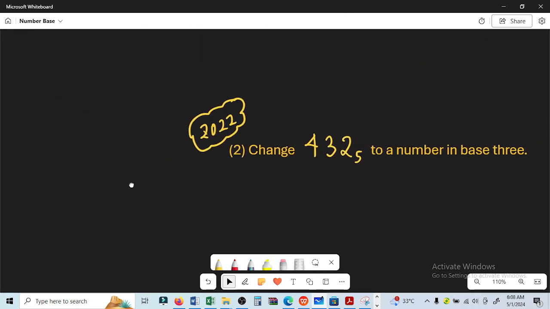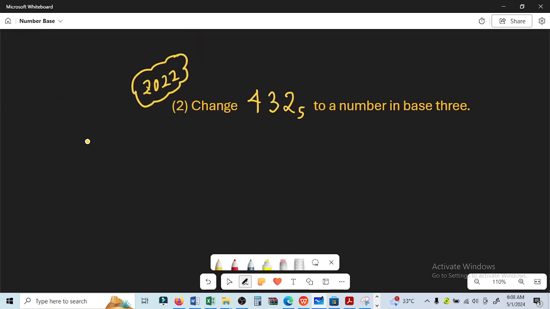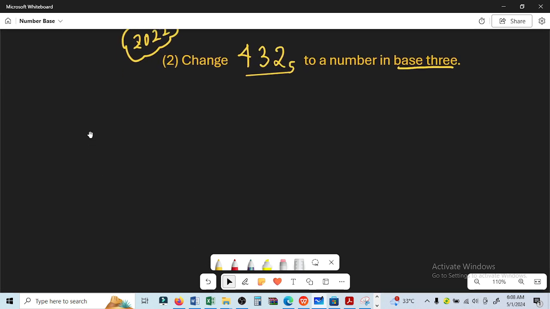The next one here says, this is from 2022, question number 2. Change this. It is in base 5. Change it to base 3. So the same thing that we did in the first question there. First of all, we need to change this to base 10. And how do you change it to base 10? We spread this. The first one I see here is 4. So this is 4 times 5. Why am I multiplying by 5? Because it's the base.